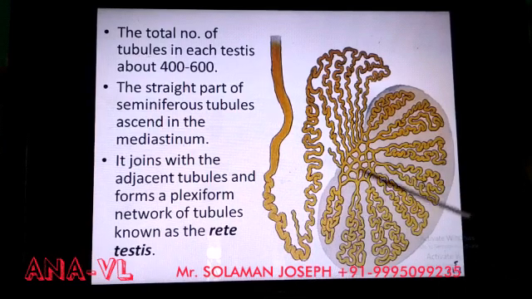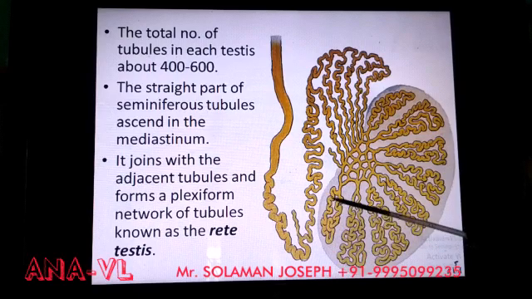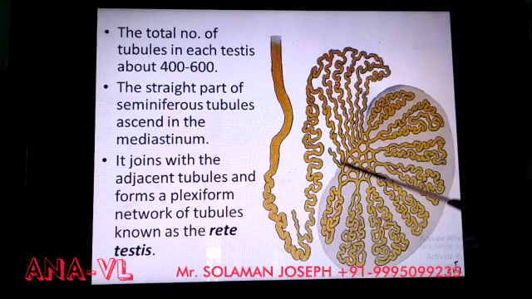Here we can see the mediastinum testis. We already mentioned that the anterior portion is more convoluted, and towards the medial portion it becomes straight. That straight portion enters into the mediastinum testis, joins the adjoining tubules, and forms plexiform networks. This network of tubules is known as the rete testis. That region is called the rete testis.